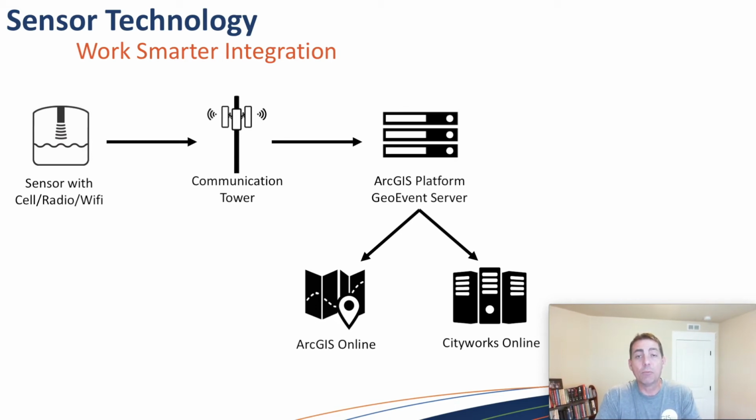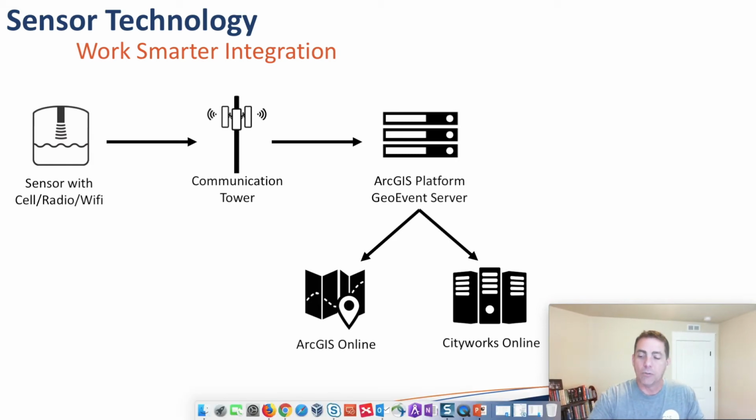into the platform by means of the GISinc server. Once it's in there, I can push that information to ArcGIS Online for using that data in dashboards or web maps or map solutions. And in this case, I also want to push it to CityWorks Online to help trigger an alert or a work order or maybe even an inspection.